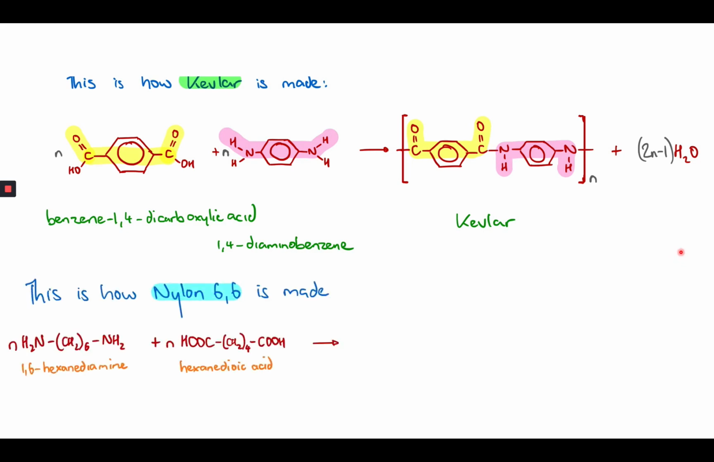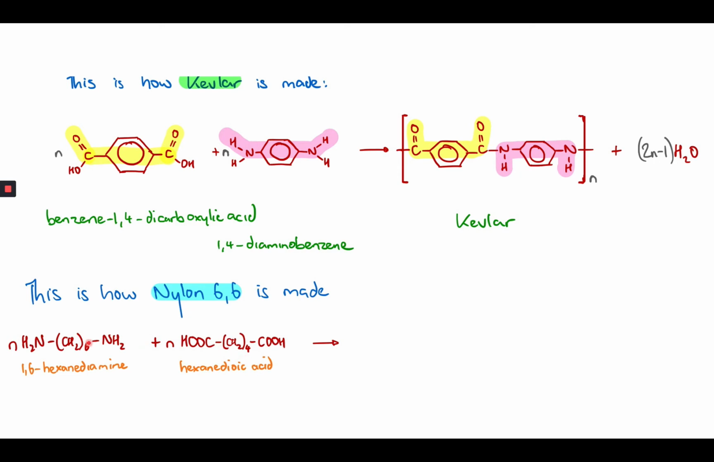And then nylon, it's called nylon 66. Well, I'll explain why it's 66 in a second, but it's called nylon 66. We just commonly call it nylon. So we've got 1,6-hexane diamine, and then we've got hexane dioic acid.